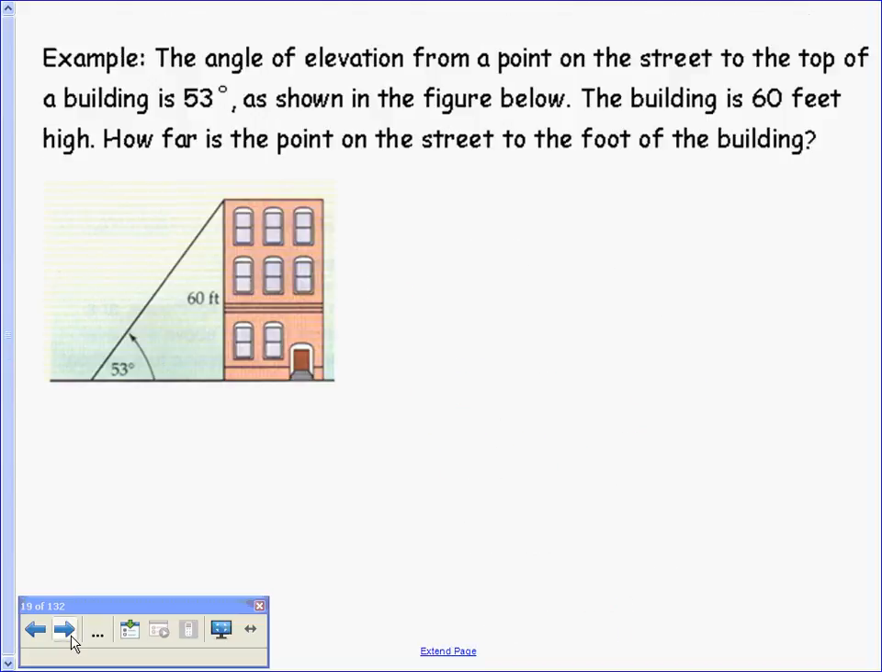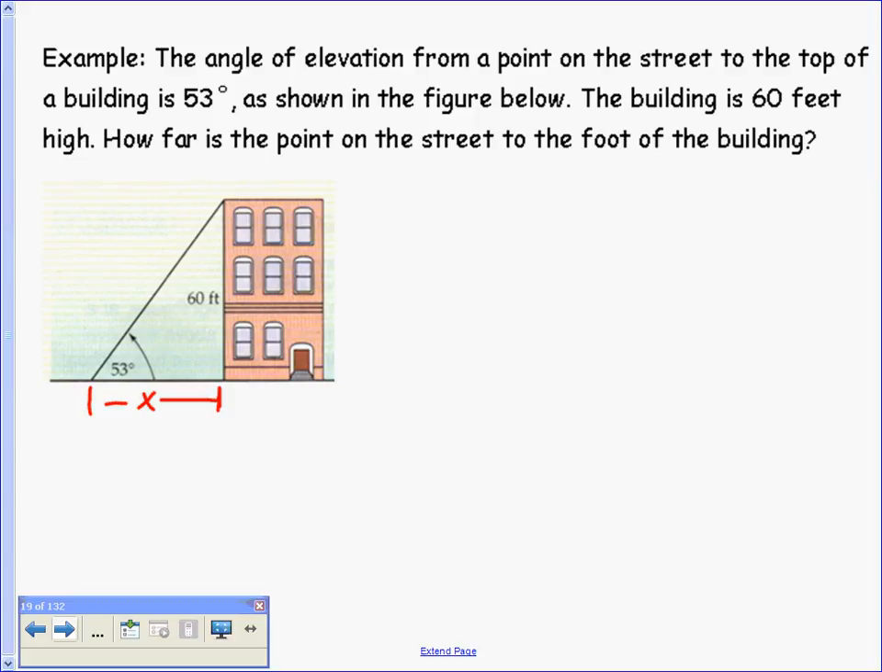And then we have another application. This time we've got the angle of elevation from a point on the street to the top of the building is 53 degrees, and that's labeled. The building is 60 feet high. How far is the point on the street to the foot of the building? All right, so basically that tells us what we're looking for is we want to go to the foot of the building, is this x value here.